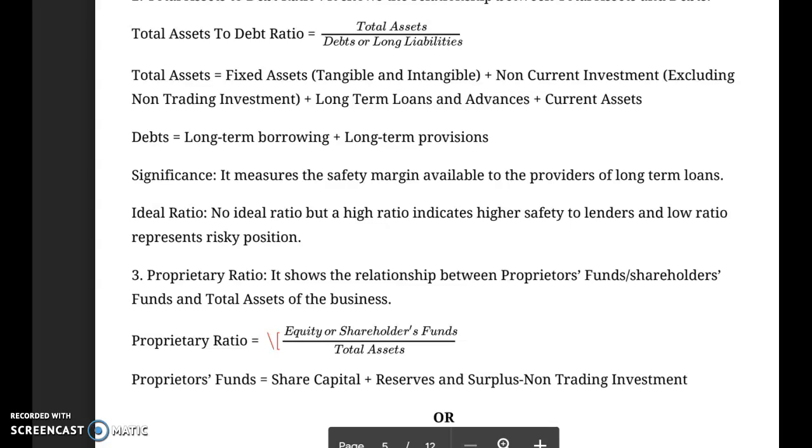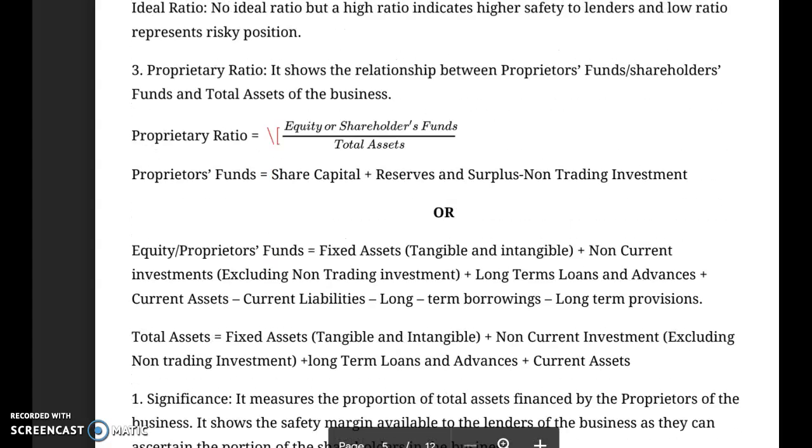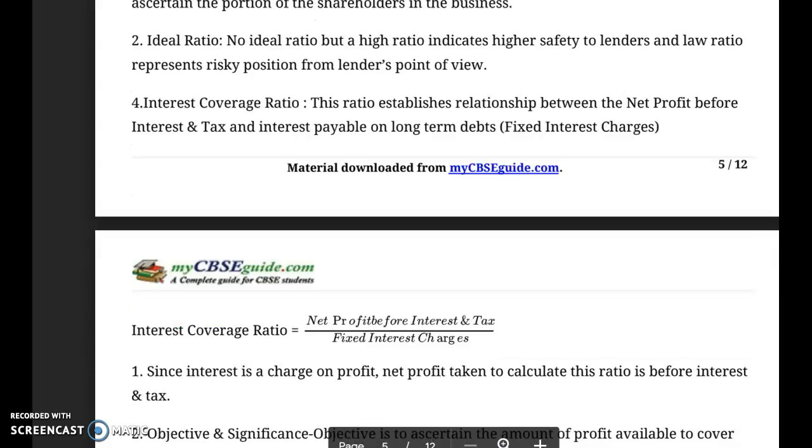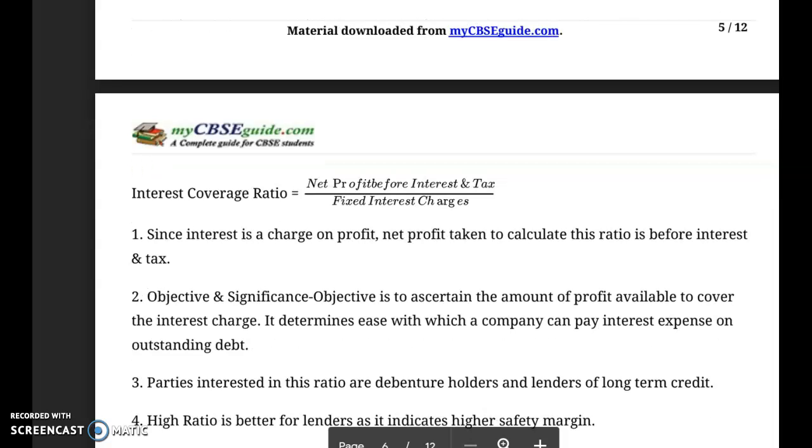The last ratio which we have calculated, with reference to the most important element, is the interest coverage ratio, that is whether the profits are sufficient, or how many times the profit covers the interest payable on the long-term liabilities. So this way we have covered the solvency ratios, short-term as well as long-term. I will continue in my next video with the calculation of activity or turnover ratios.